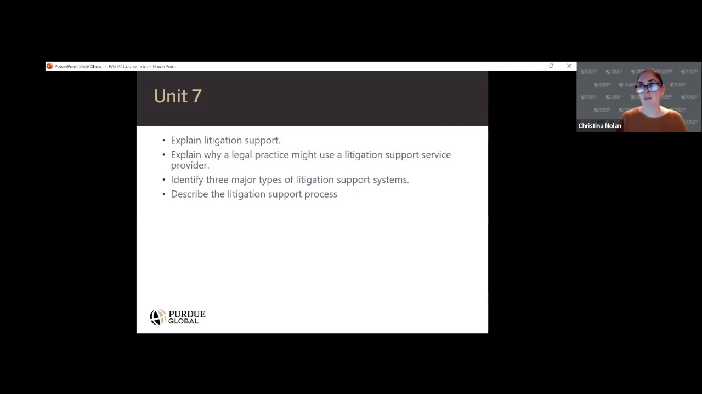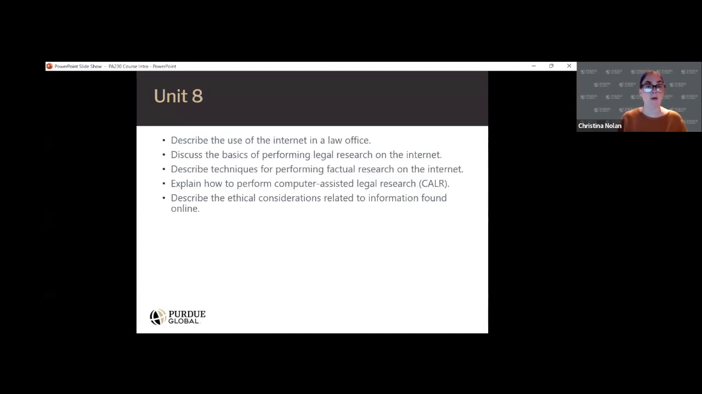What are those steps? Unit 7, we look at litigation support. So this is one key use of technology in the legal field. There is litigation support service software, all kinds. But firms have to have some sort of software. We'll look at 3 different types, and then we'll look at the litigation support process. All of these will help the paralegal and the lawyer be more efficient in handling their cases.